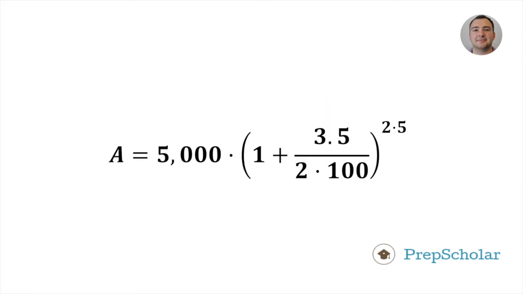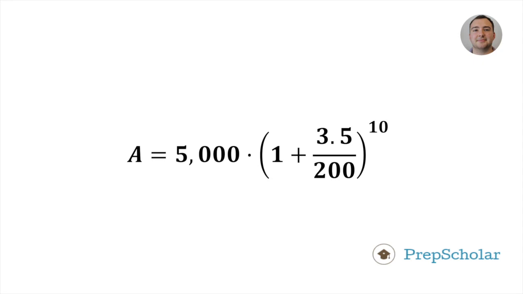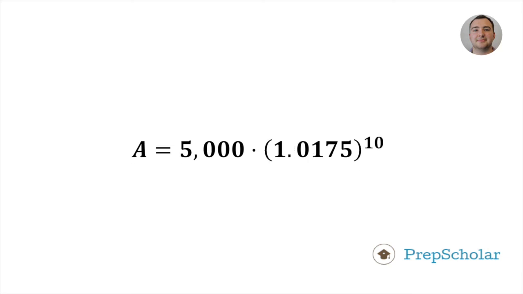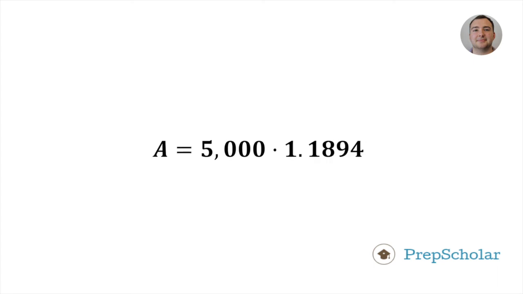Now that we've got all of these numbers, we can take the equation and solve it, which just means we need to simplify all of the complicated math. First, let's do our multiplication. 2 times 5 is 10, and 2 times 100 is 200. Then we can calculate that 1 plus 3.5 over 200 can also be represented as 1.0175. 1.0175 to the 10th power simplifies to 1.1894. And 1.1894 times 5,000 is equal to $5,947.22, so that's our final answer.